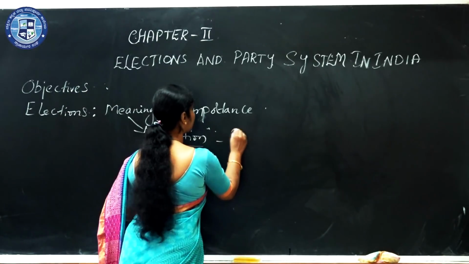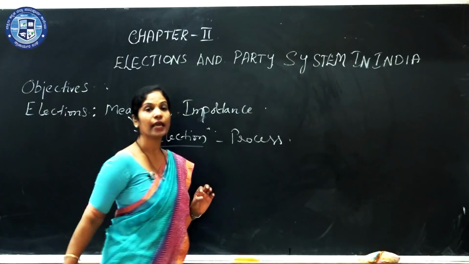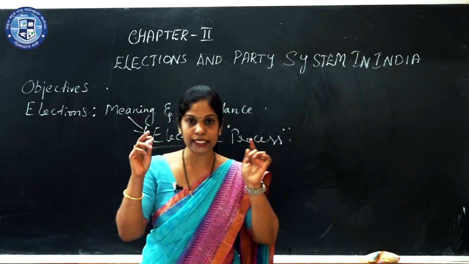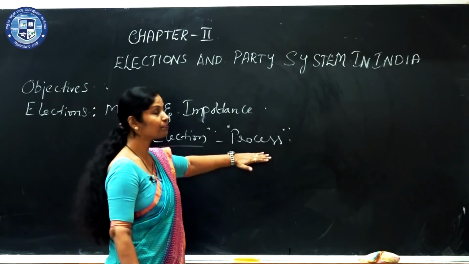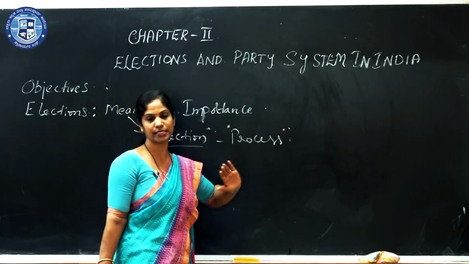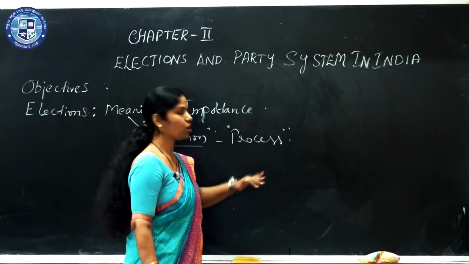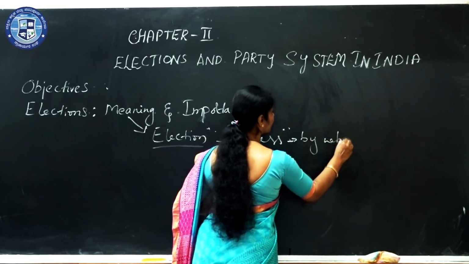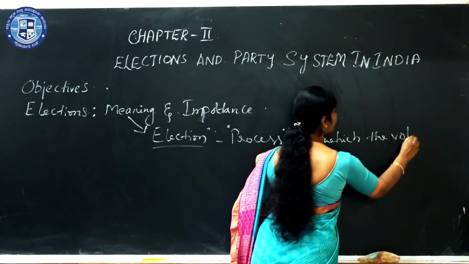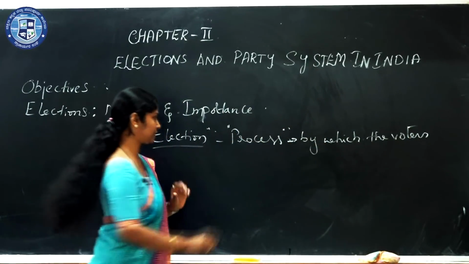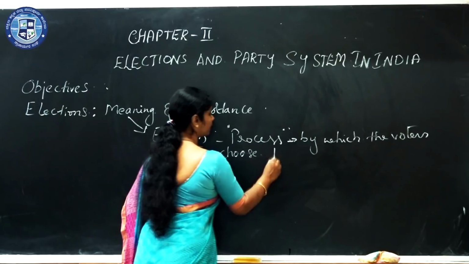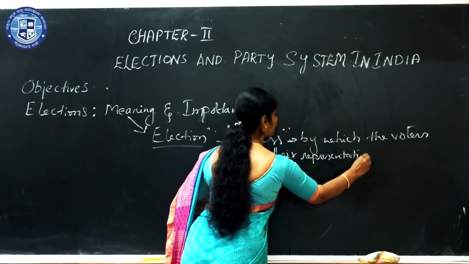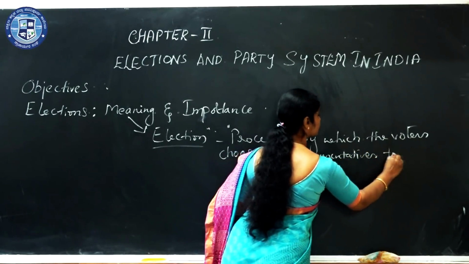Of course, about the meaning of the election: election is a process. Election is a process, and I would like to put it inside inverted commas because it is a process. What kind of process is it? Election is a process or exercise by which the voters choose their representatives to hold the public office.